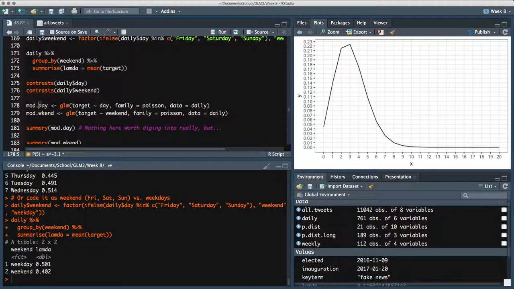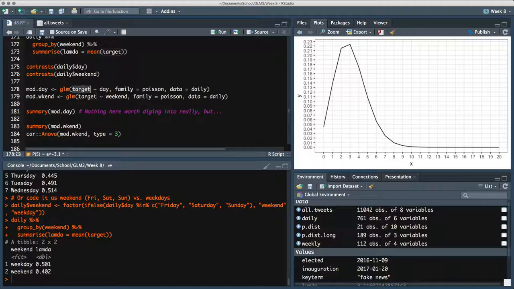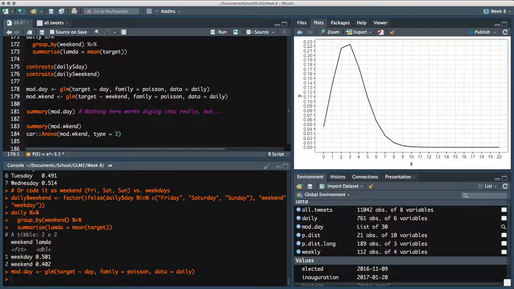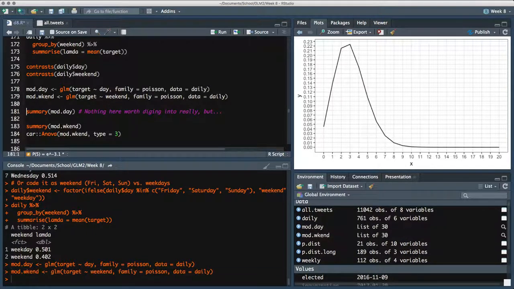And so the point is that if you are doing some sort of analysis with this, it's just like what we've done before using GLM, only now instead of the family being binomial, the family is Poisson. And the default link there, again the same as the binomial, is the log. And so we run two models predicting target, which is the number of fake news tweets, by day of the week, and then this one just by that weekend variable.